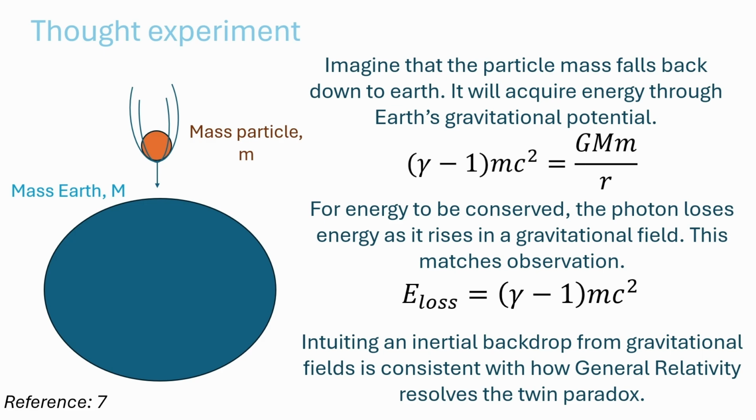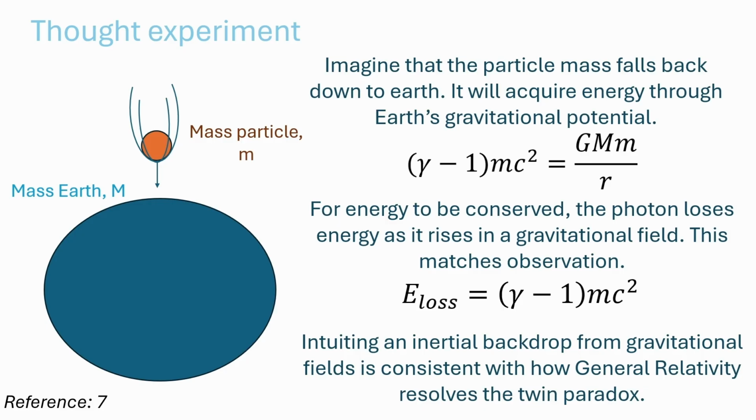And basically, the loss in energy for the photon would be consistent with a relativistic kinetic energy relation. And this matches observation for how photons lose energy when moving up in a gravitational field. So most of what I'm saying here is consistent with experiment. It's just, once again, my interpretation of things.